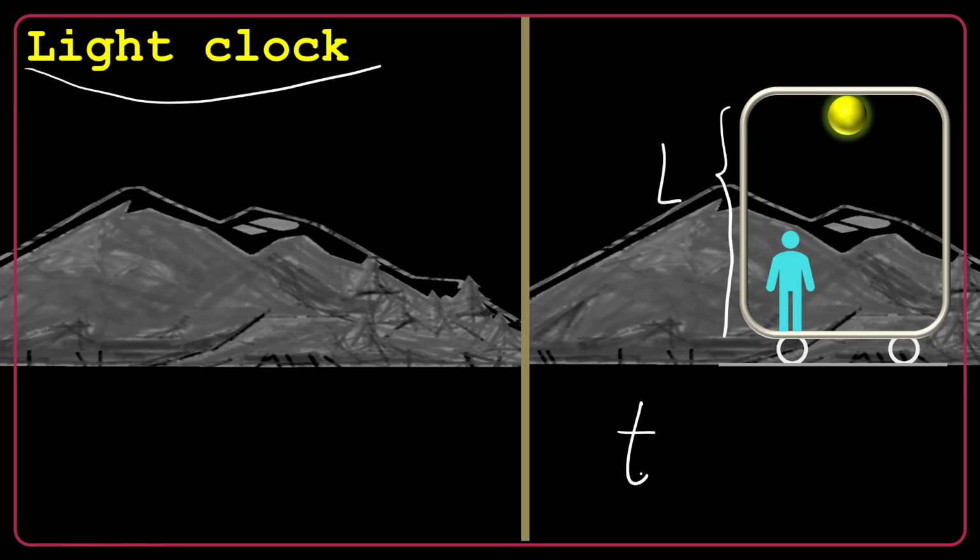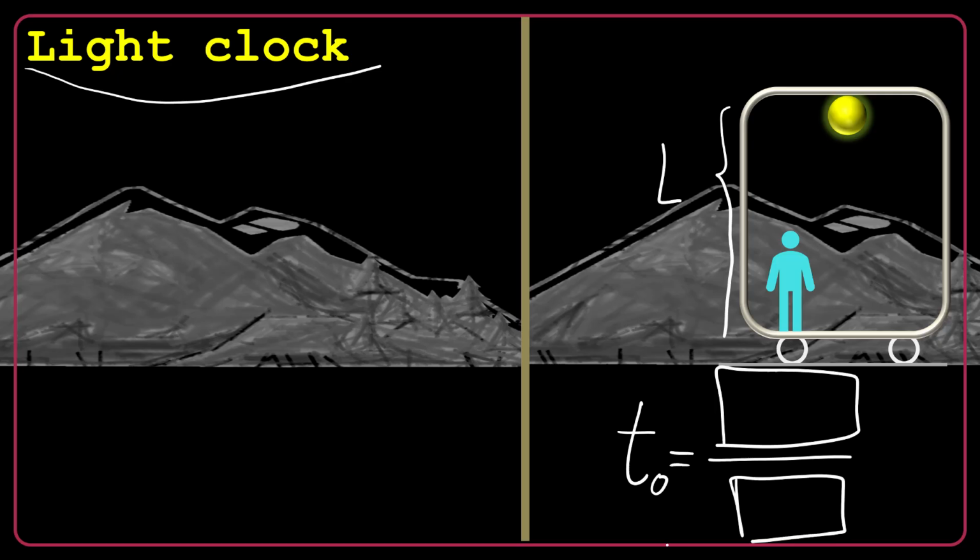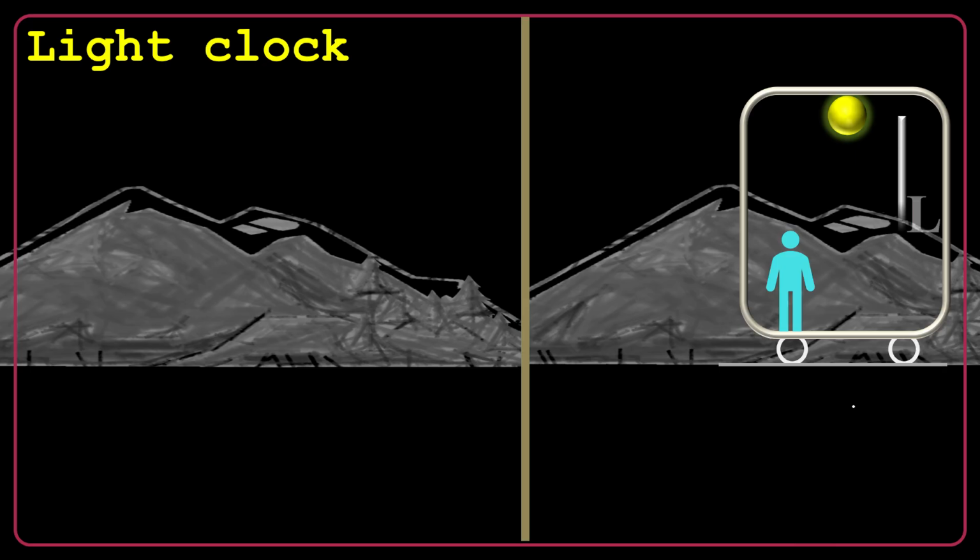Let's say the height of this train is L. The duration of a complete oscillation, the period, is going to be the total distance traveled divided by speed. Speed is the speed of light. In special relativity, light in vacuum is always traveling at a constant invariant speed c. But the distance traveled is 2L here. So the duration will be t naught equals 2L divided by c.